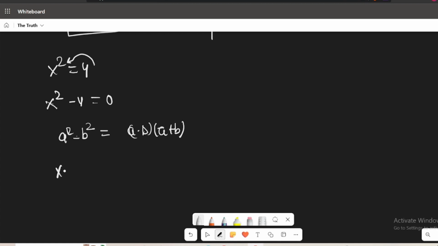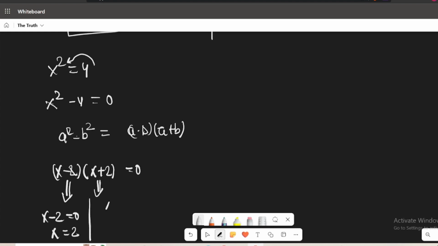So what can we write it? (x - 2)(x + 2) = 0. From here we can say that either this will be 0 or this will be 0. If x - 2 is 0, then x = 2. And if this term is 0, x + 2 = 0, so x will be how much? x = -2.